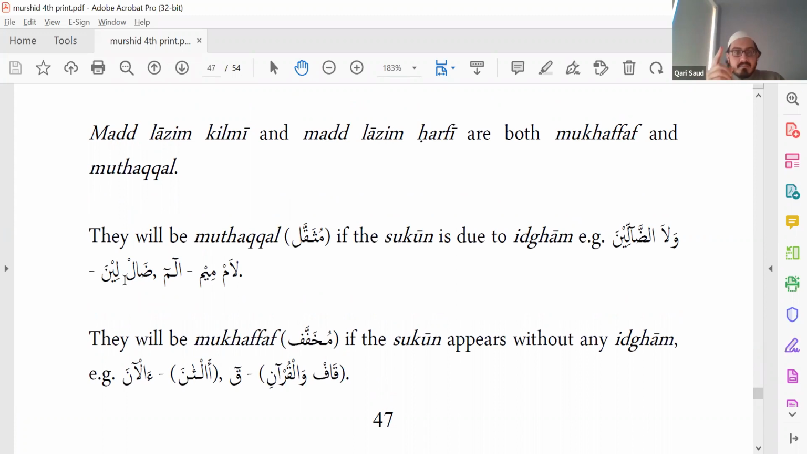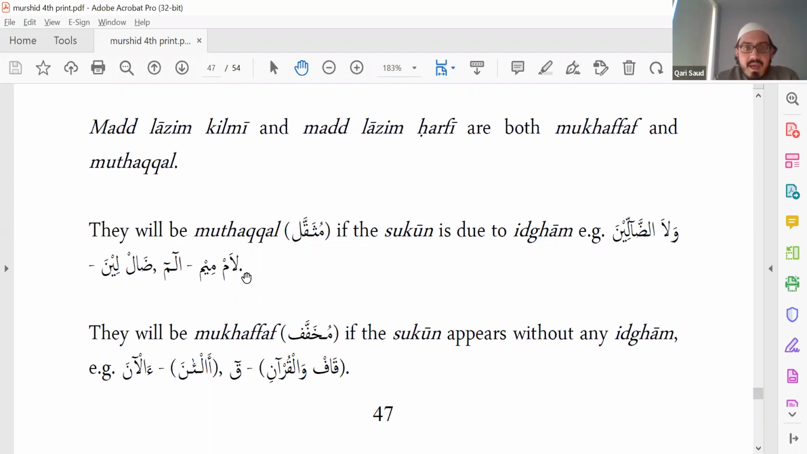So it's mad lazim. Mad means to pull. So mad lazim, is it kilmi harfi? It's one word, so it's kilmi. And is it muthaqqal heavy, mukhaffaf? It's muthaqqal. So mad lazim kilmi muthaqqal. Okay, that's how we do it. So alif lam mim. Lam, mim. Look here. Mim has first one has sukoon, second one kasra. We bring them together. Idgham is made. It's called muthaqqal. So it's mad because we pull. Lazim, it's permanent. This sukoon will always be permanent. A kilmi, right? This is harfi, right? And then muthaqqal. Okay.